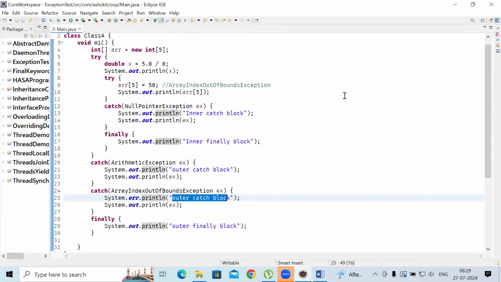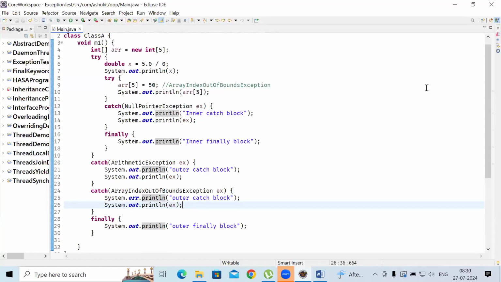Am I clear with you? Yes or no, guys? Remaining folks, did you get the point? Everyone? Cool. What I'm trying to say is, if an exception occurs in the inner try block, that exception can be handled by the inner catch block. If the inner catch block is unable to handle the exception, then the outer catch block can handle it. So if an exception occurs in the inner try block, it can be handled by either the inner catch block or the outer catch block.